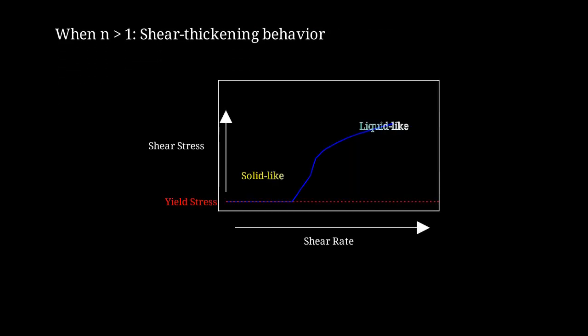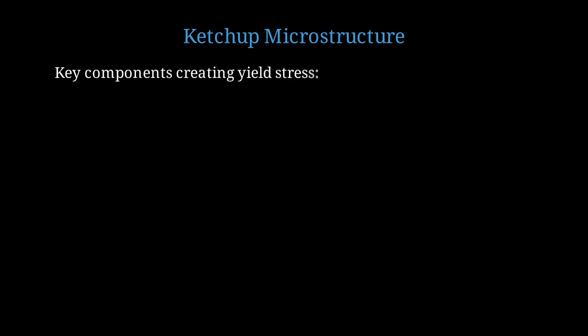This diagram shows the Herschel-Bulkley behavior. Notice the flat region below yield stress where no flow occurs, then the curved region showing shear thinning once flow begins. What gives ketchup its yield stress? The answer lies in its microstructure. Ketchup is a complex suspension of tomato solids in a continuous aqueous phase, containing sugars, salts, acids, and most importantly, polysaccharides. The yield stress arises from several microstructural features working together.